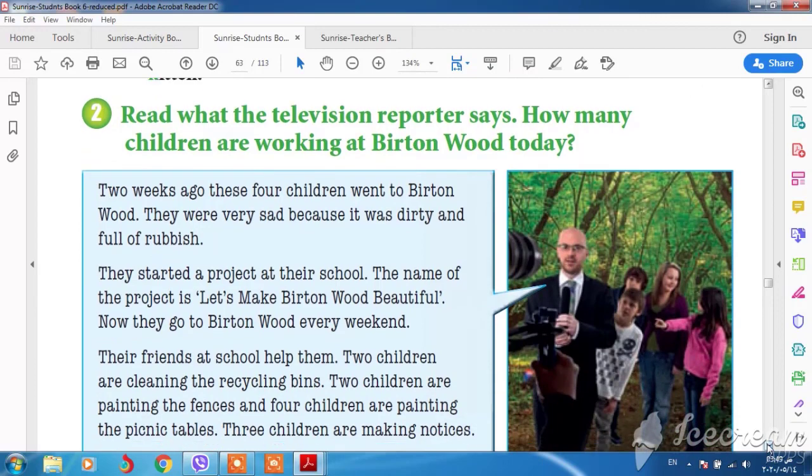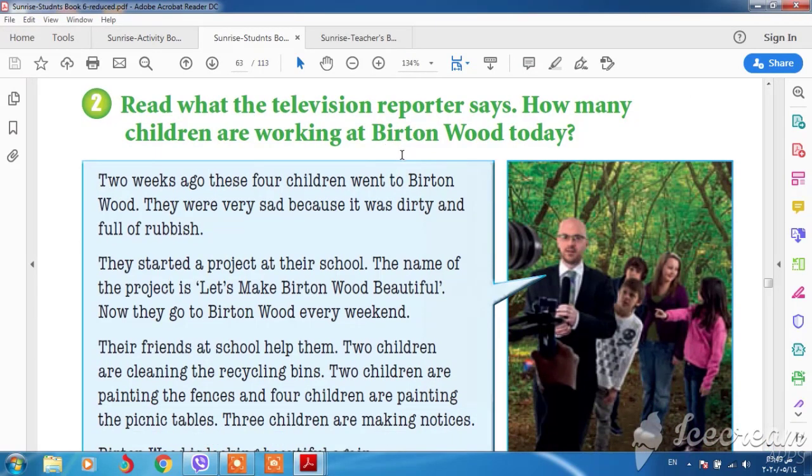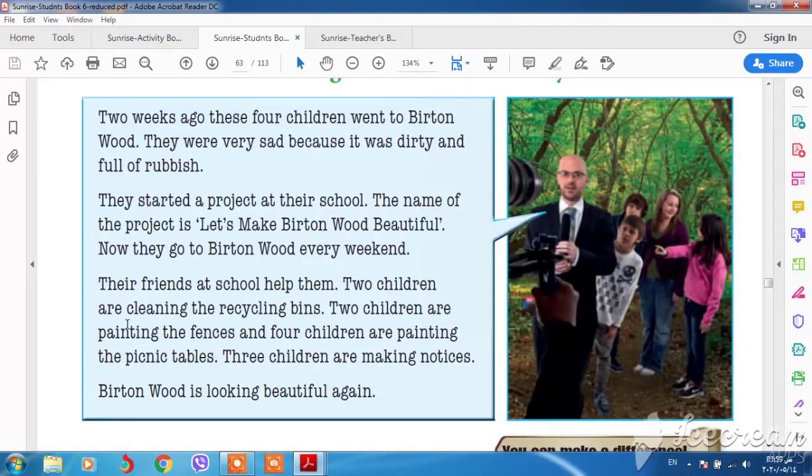Read what the television reporters say. How many children are walking at Burton Wood today? Okay, let me read for you and be careful. Listen to me. 2 weeks ago, these 4 children were at Burton Wood. They were very sad because it was dirty and full of rubbish. They started a project at their school. The name of the project is Let's Make Burton Wood Beautiful. Now they go to Burton Wood. Their friends at school help them. 2 children are cleaning the recycling bins. 2 children are painting the fence and 4 children are painting the picnic tables. 3 children are making notes. Burton Wood is looking beautiful again.